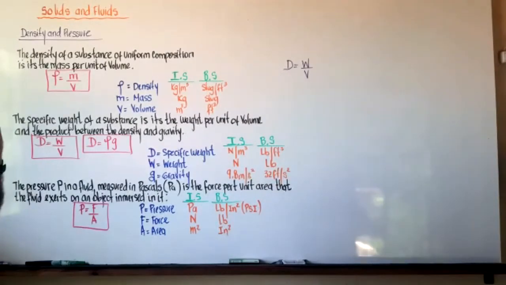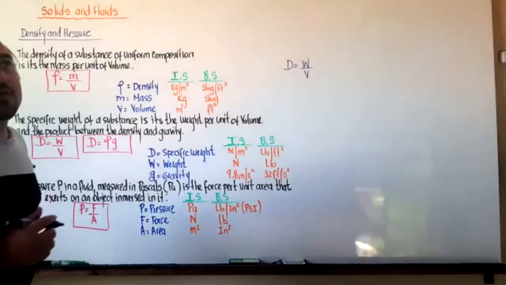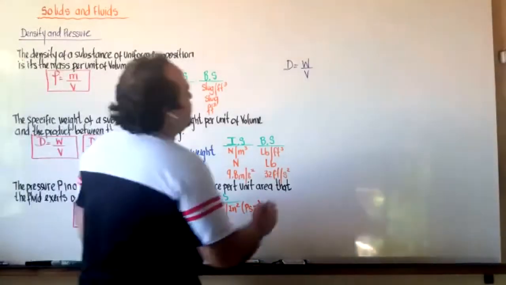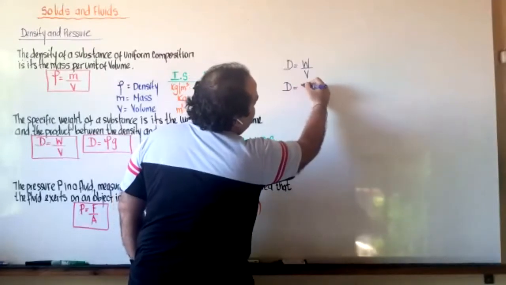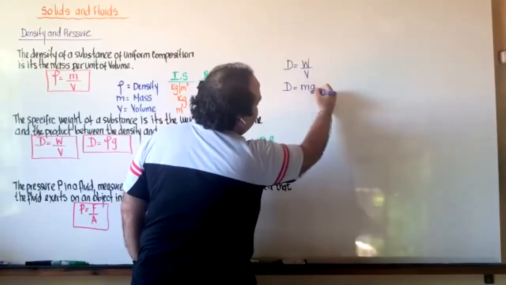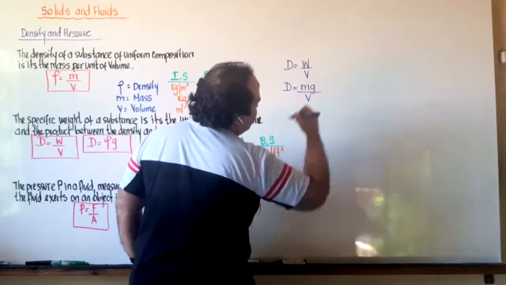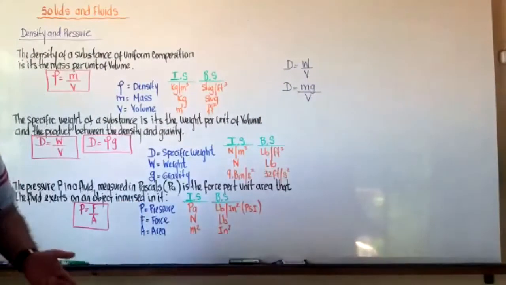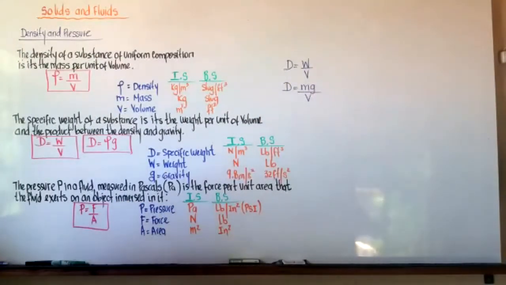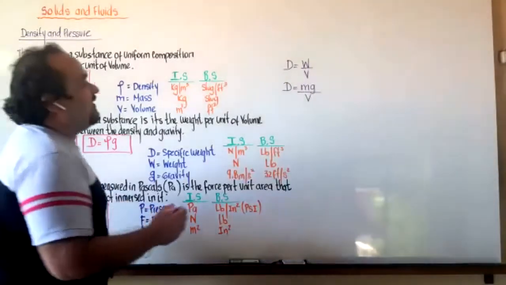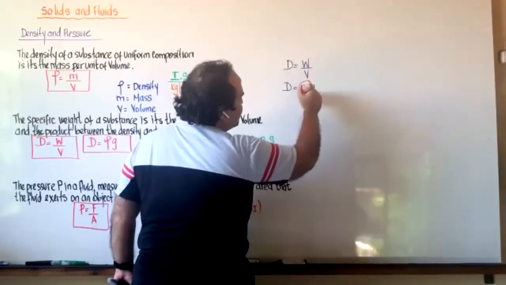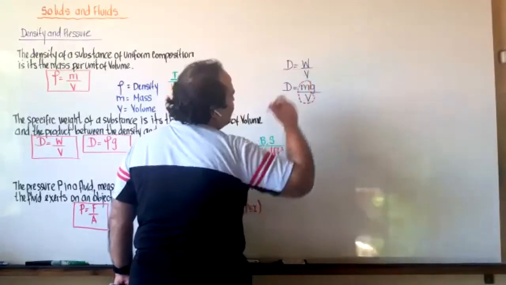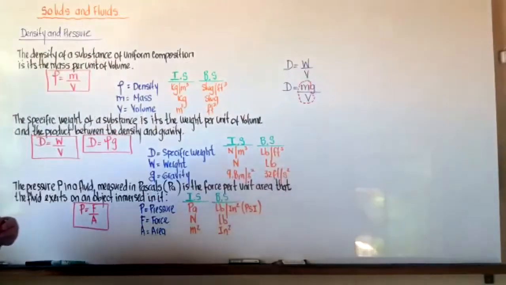Mass times gravity. Exactly, weight equals mass times gravity. Okay, we're going to change that one. Instead of using weight, we're going to use mass times gravity divided by volume. As soon as you can see that relationship, we have a proportion located over here: mass and volume. Mass divided by volume.